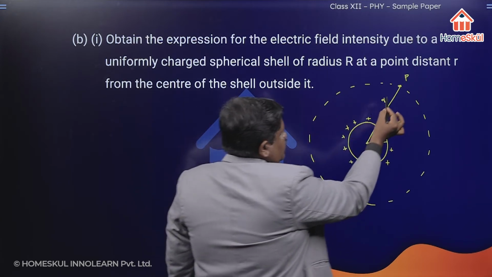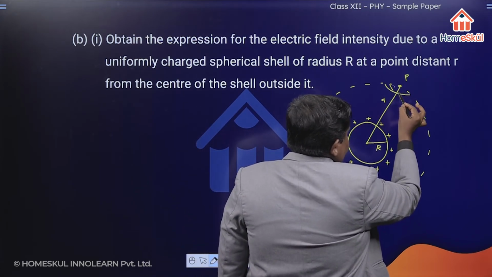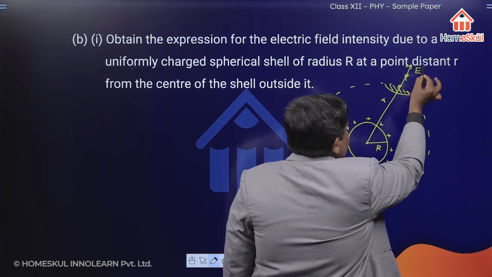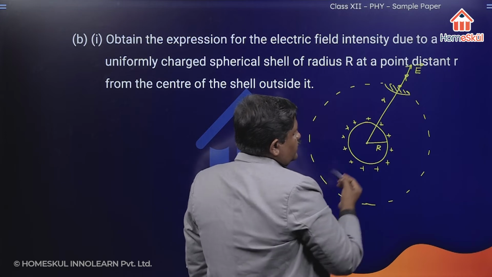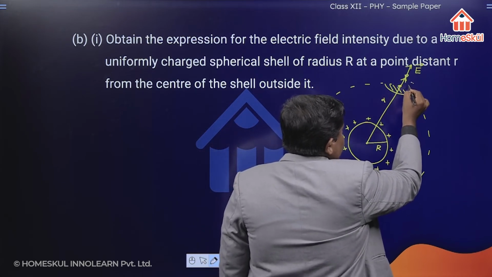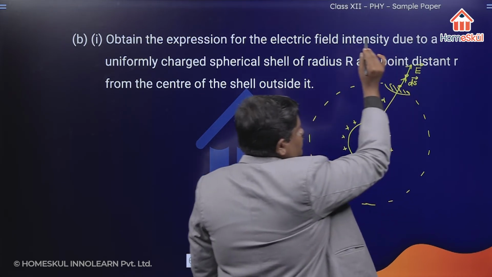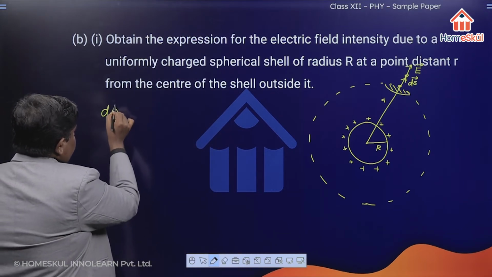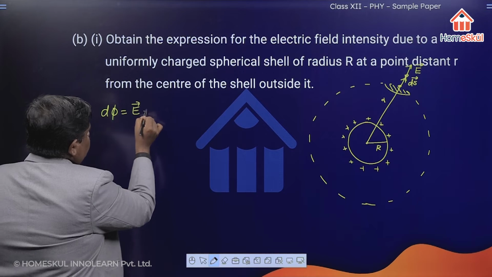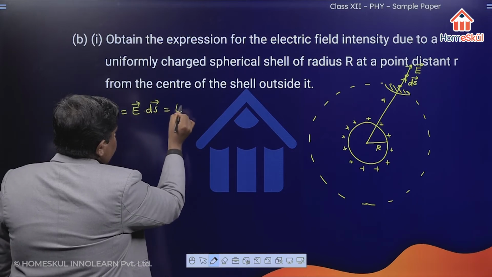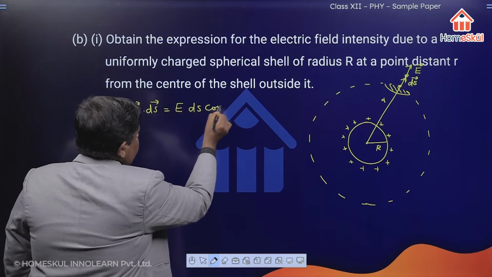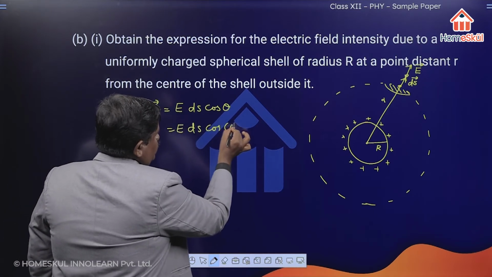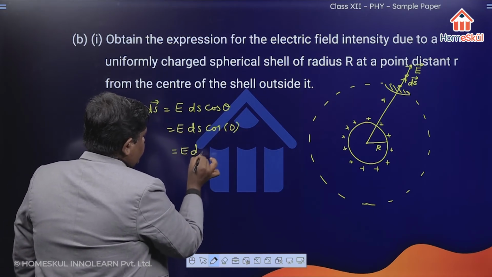Now let us consider a point P which is at a distance r from the center of the sphere. In order to calculate the electric field intensity at point P, we have to draw a Gaussian surface, that you know. Then let us consider a small area here. At this, the direction of electric field is in the outward direction because it's a positive charge. Then the area vector is also directed in the outward direction. Therefore, flux through that small area is given by d phi equal to vector E dot dS, that is equal to E dS cos theta, that is equal to E dS cos 0, that is equal to E dS.